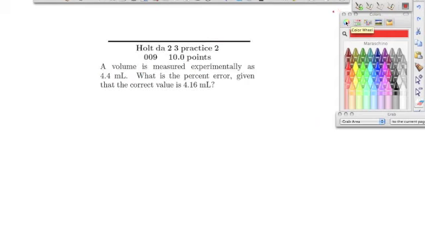Okay, moving on to number 9. It says the volume is measured experimentally as 4.4 milliliters. What is the percent error given that the correct value is 4.16 milliliters? Okay, so what we're doing here is a percent error equation.